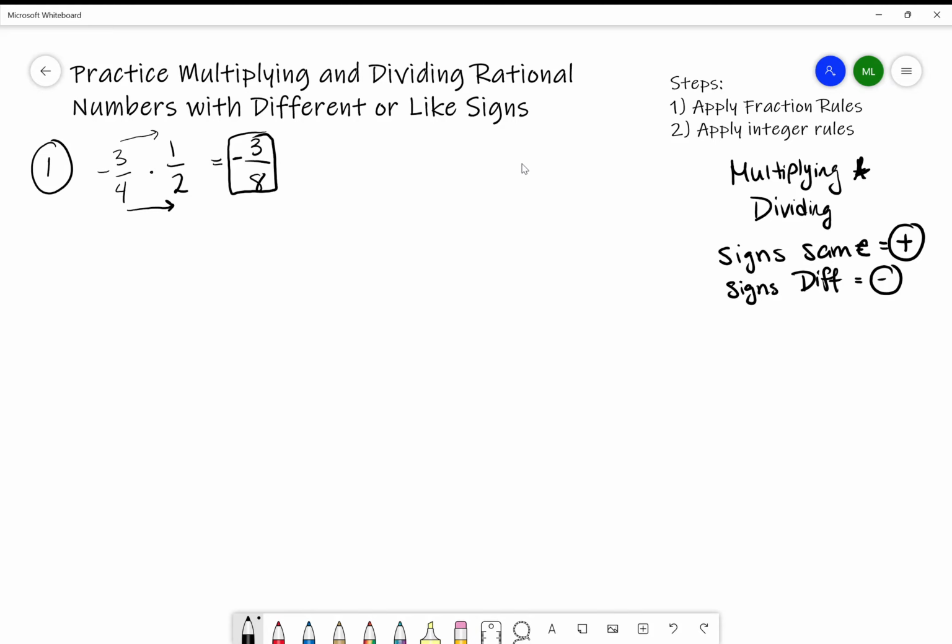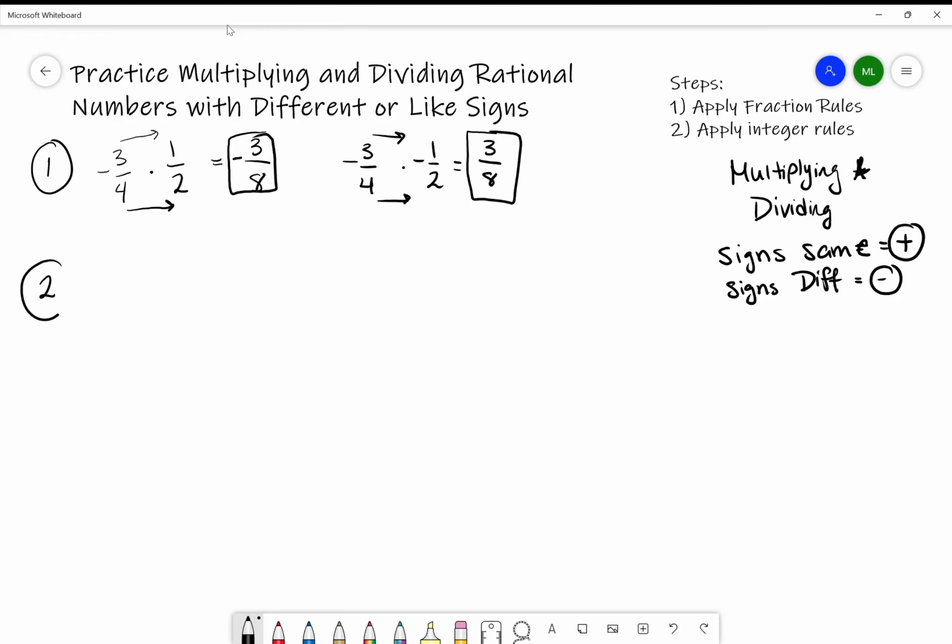So now let's say we had negative 3/4 times negative 1/2. Just go straight across. 3 times 1 is 3. 4 times 2 is 8. You have the same sign, negative and negative, so my answer would be positive, and I would just keep it as is.